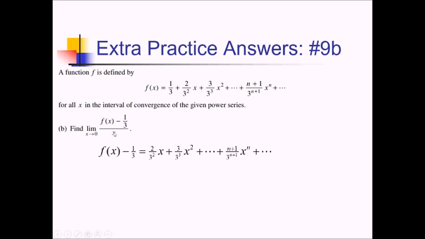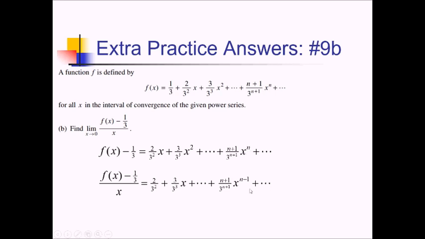stuff divided by x. So that's just going to be 2 over 3 squared with no x there. Plus now we've got 3 over 3 cubed x and all the rest of these. This will eventually be an x to the n minus 1. So there's 2 over 3 squared, 3 over 3 cubed x, n plus 1 over 3 to the n plus 1, and the only change is we have n minus 1 for that exponent.